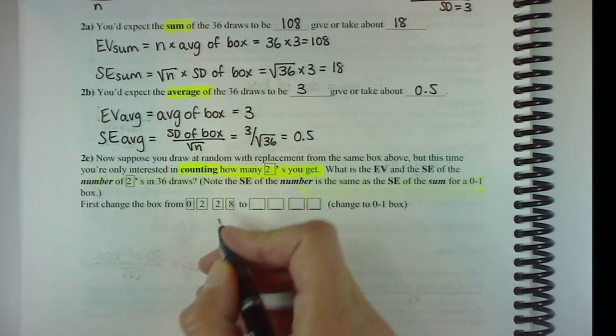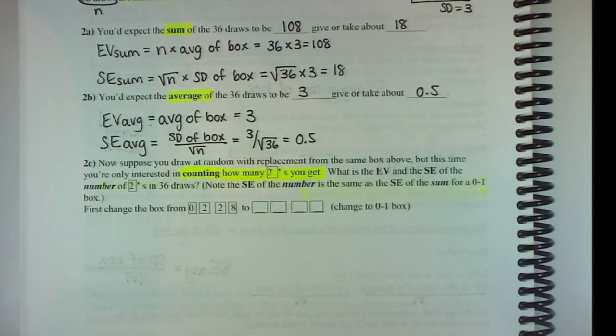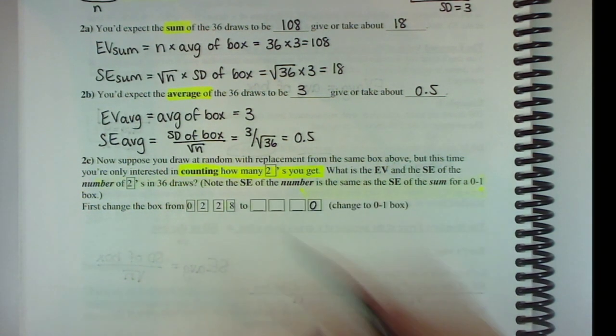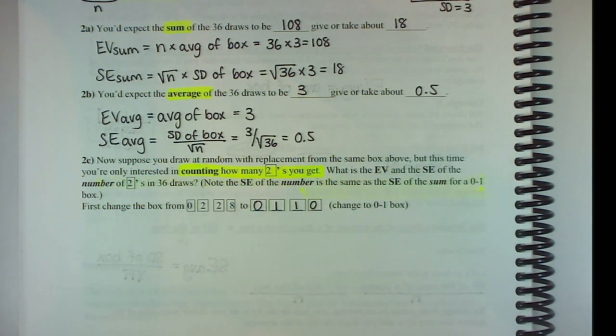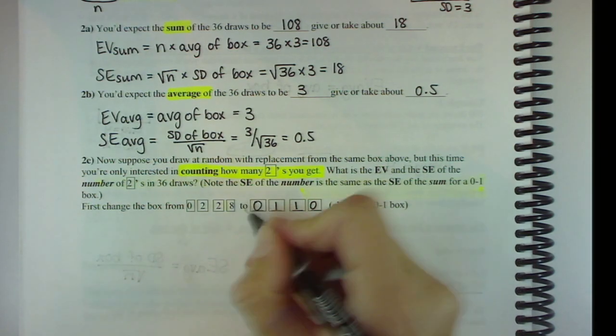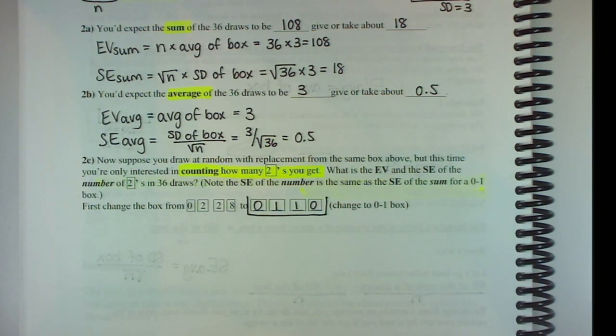So what I would do here, because I'm counting something different, I don't want to count an 8 as 8, I want to count an 8 as 0 2s. I want to count a 0 as 0 2s. And if I get a 2, I want to count it as 1 2, not 2 2s. So the hint is telling me I need to change my box depending on what I'm counting. Like when we did the example with rolling a die and counting how many 2s, we counted a 2 as 1 2, all the other numbers 1, 3, 4, 5, and 6 as 0 2s.